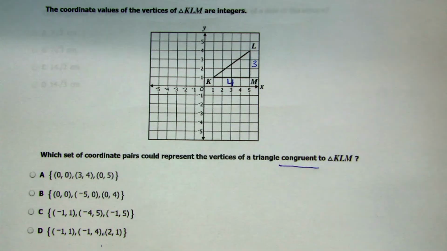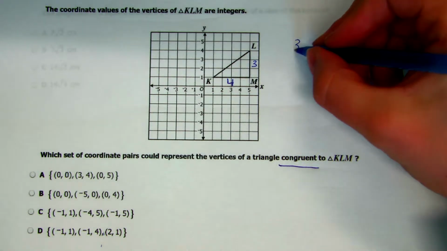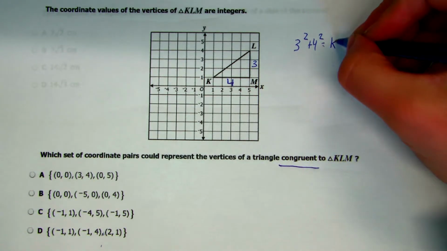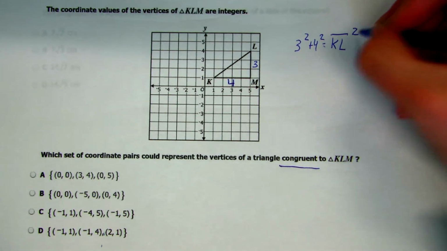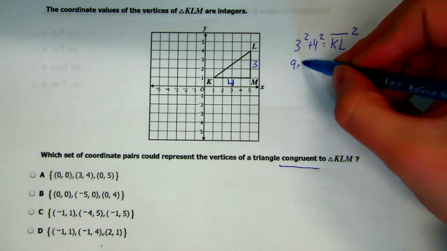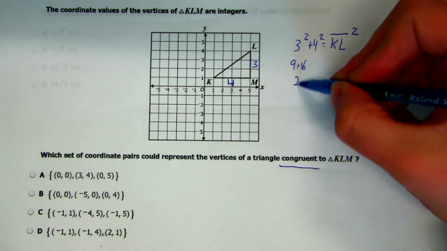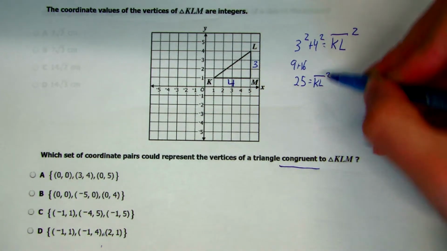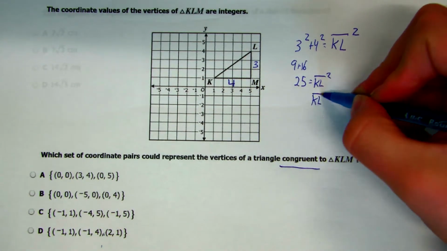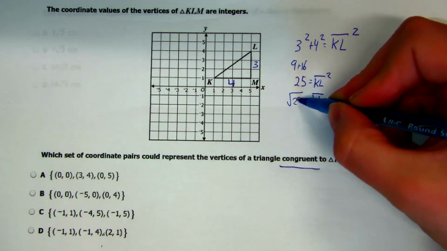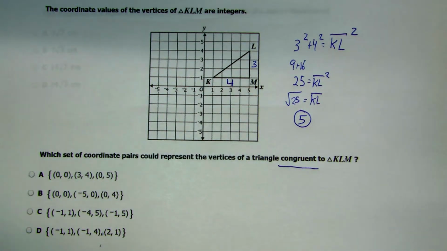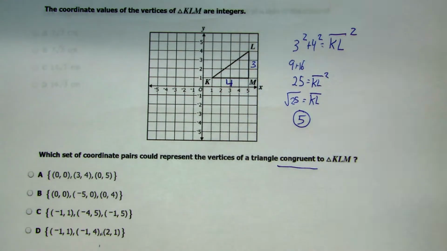And you could calculate this third one with the Pythagorean theorem. You would say 3 squared plus 4 squared is equal to the distance between K and L squared. 3 squared is 9, 4 squared is 16, 9 and 16 is 25, and that's your distance squared. So the distance is equal to the square root of 25, which is 5. So we're looking for a triangle that has 3 units, 4 units, and 5 units as the side lengths.